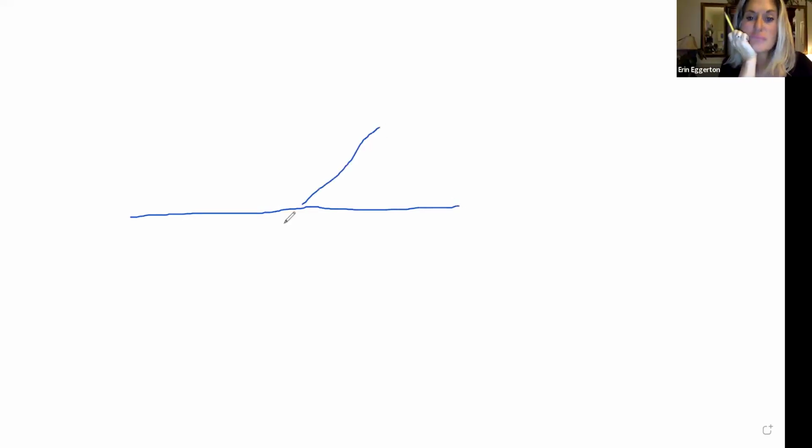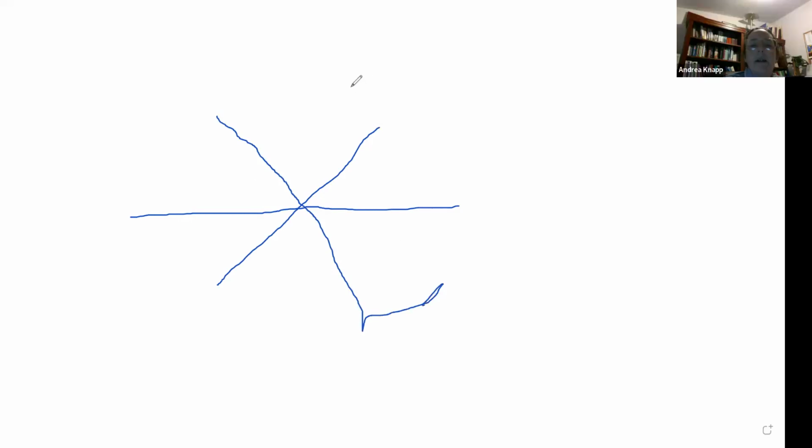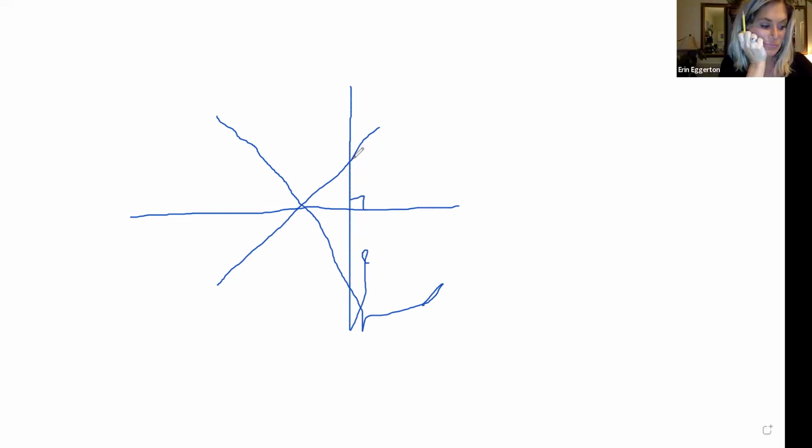Can you see my whiteboard? Yes, I can. Now we have a perpendicular line as well that's perpendicular to this one here. See how if you extended your diagonal lines, they would hit your perpendicular line. And now you would have 3 intersecting points.